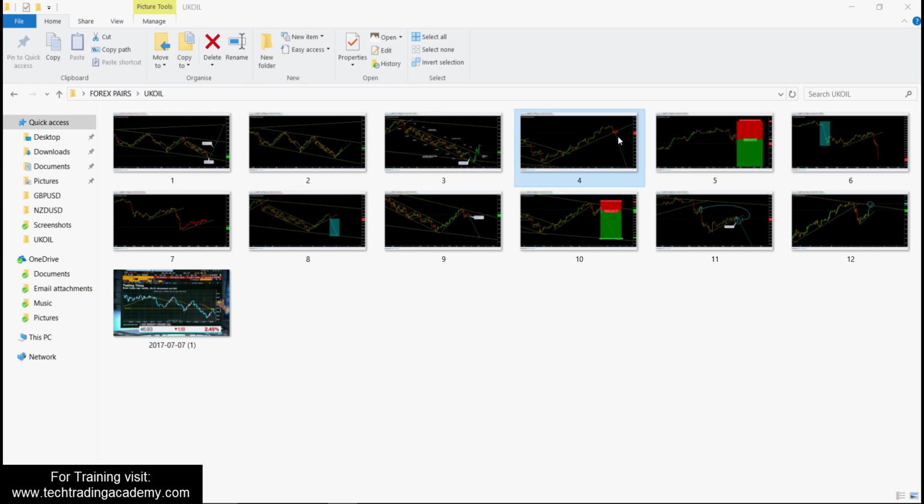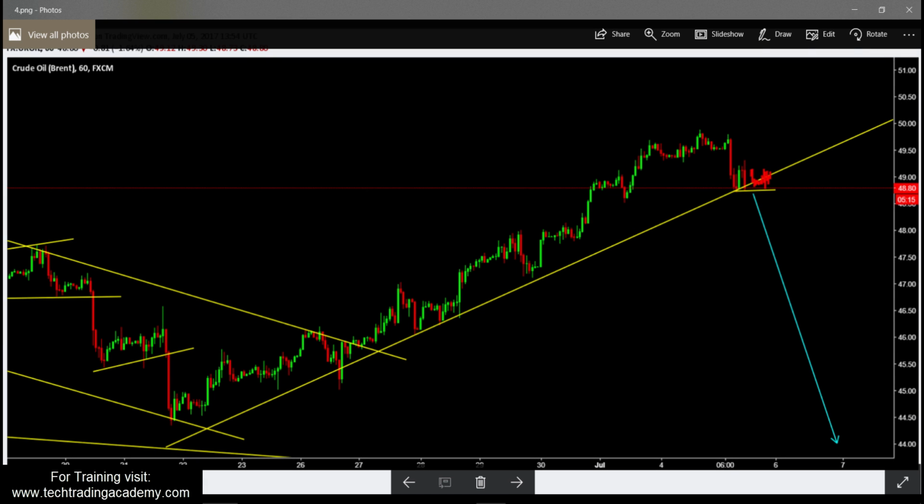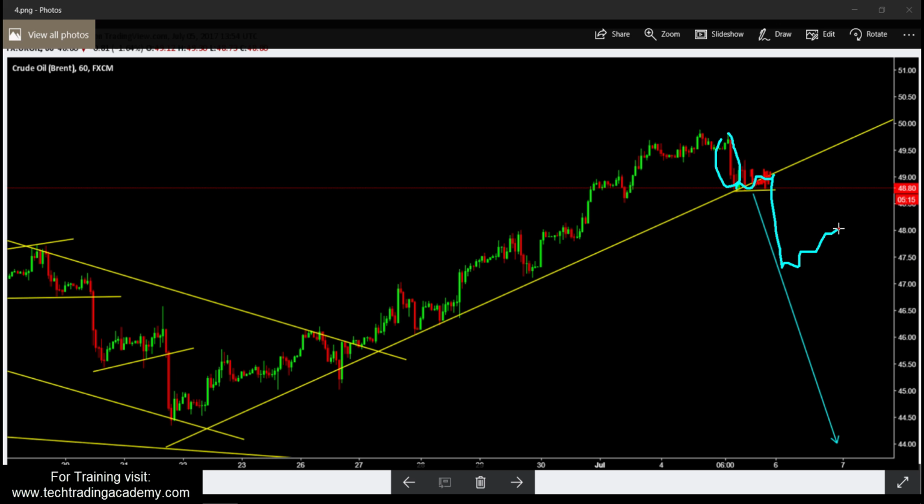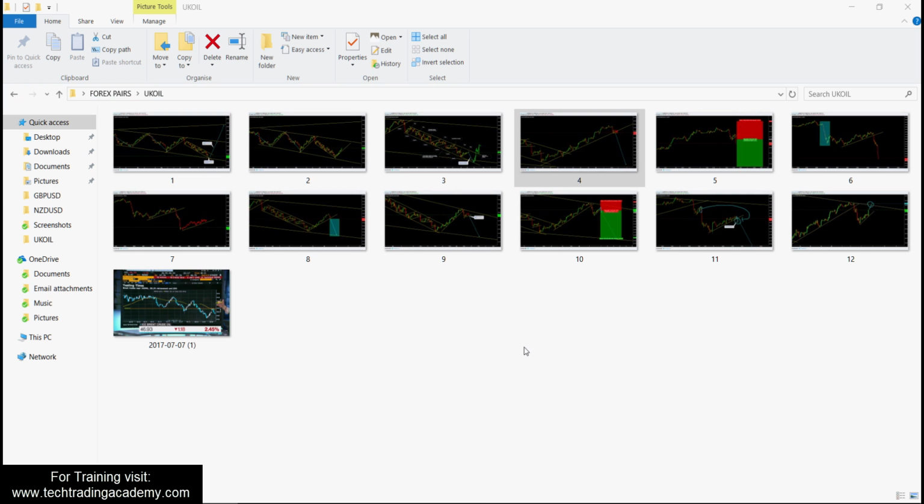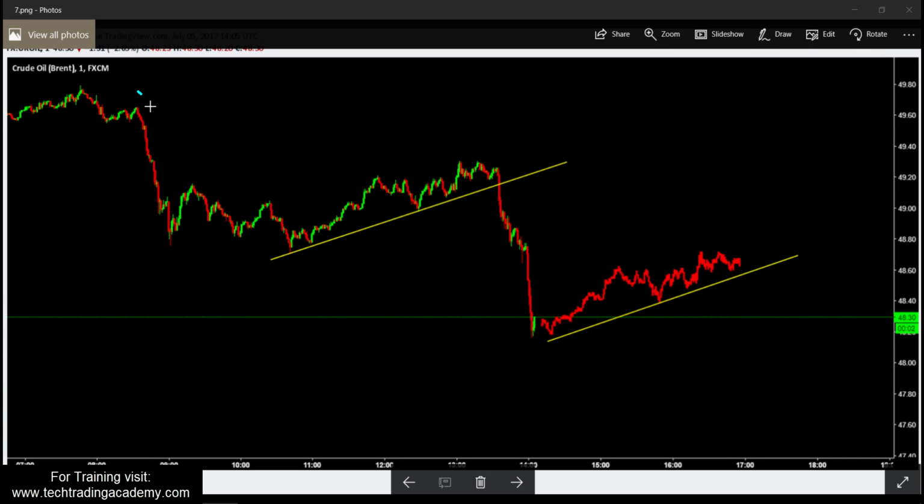Here is the first chart. When it was breaking, I shared that chart. You can see it was breaking, and I was anticipating a couple more candles and then a drop, and then another continuation formation and then a drop. So let me show you where you can read that. Yeah, you can read that here.